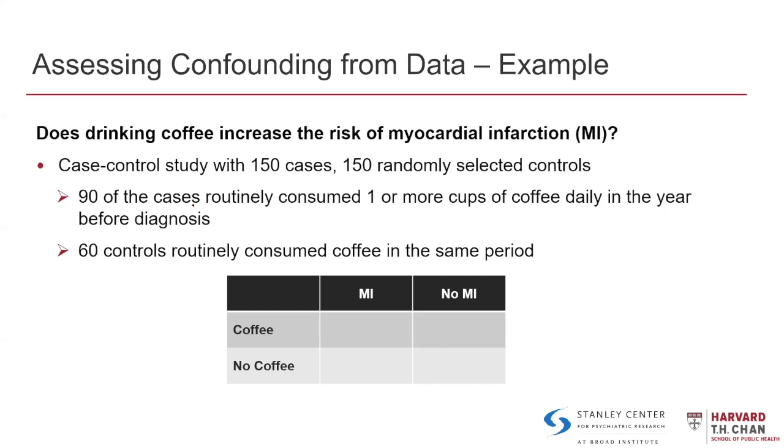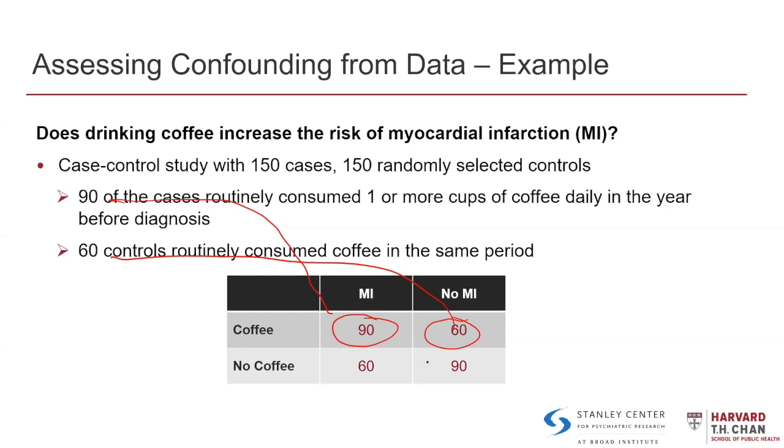So we can put those numbers in our 2-by-2 table. So we have individuals with MI and individuals without MI. 90 consumed coffee and 60 of the controls routinely consumed coffee. And we can subtract from 150 to get the remaining numbers and fill the remaining cells.